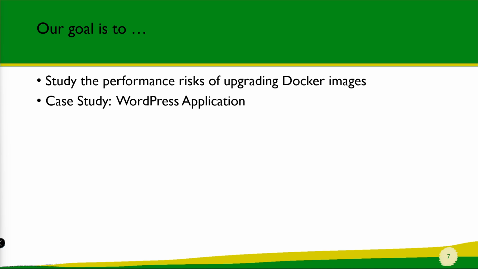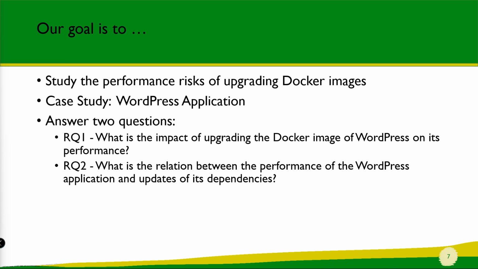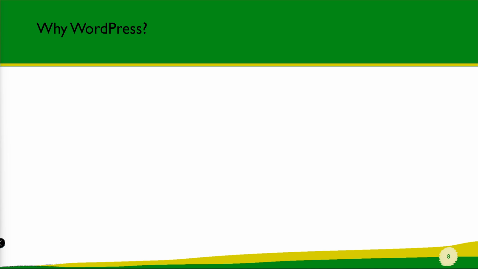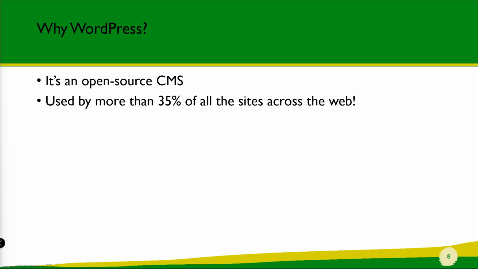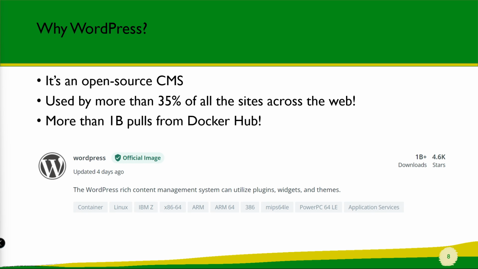We selected the WordPress application as our target application, and we tried to answer two questions. What is the impact of upgrading the Docker image of WordPress on its performance? And what is the relation between the performance of the WordPress application and updates of its dependencies? So someone may ask, why WordPress? First of all, it's an open source content management system. Then it's been used by more than 35% of the sites across the web. And also, it has more than 1 billion pulls from Docker Hub.